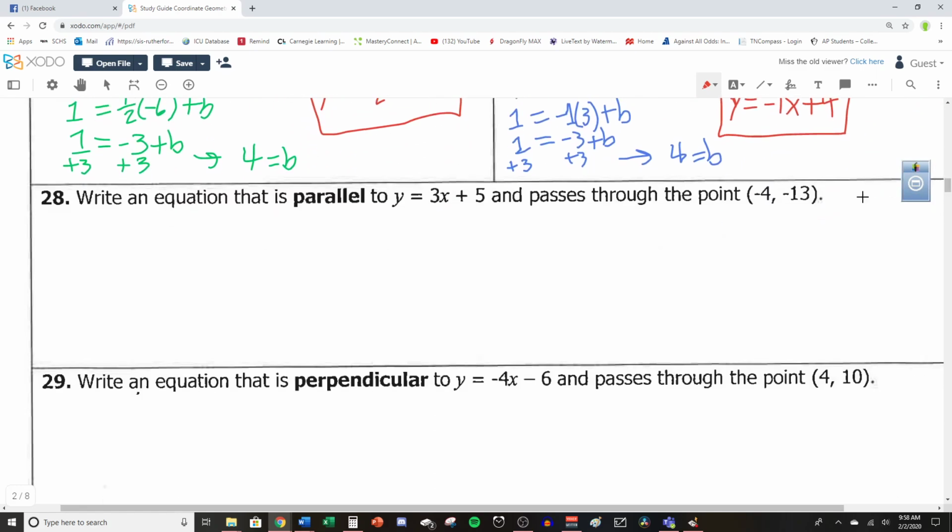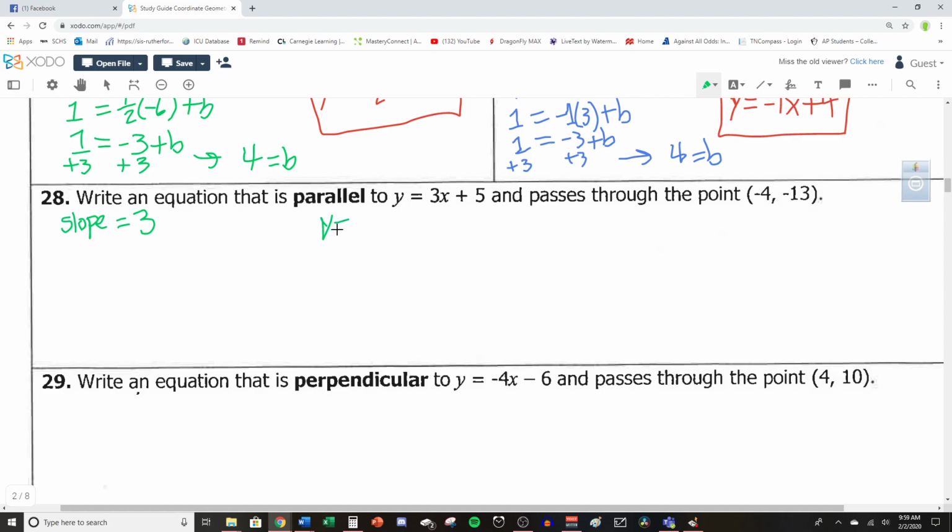Okie doke. Let's move on to 28. So we need to write an equation that is parallel to y equals 3x plus 5. It has to pass through the point negative 4, negative 13. So just like we did on the last two questions, we're trying to build an equation. We first need to find the slope for parallel. Parallel lines have to have equal slopes. So we're going to start with that. The slope of our new line should equal 3.